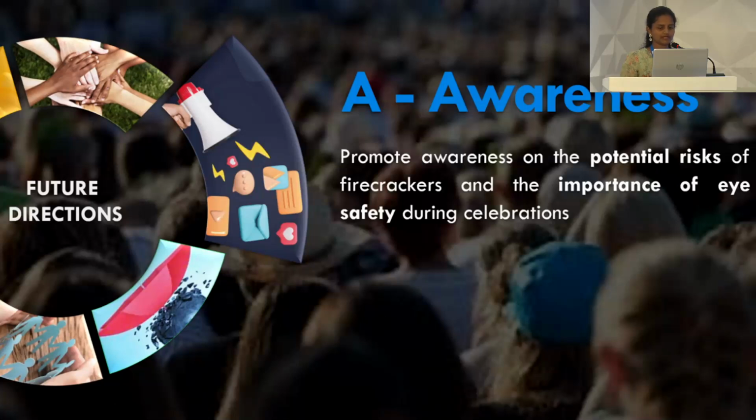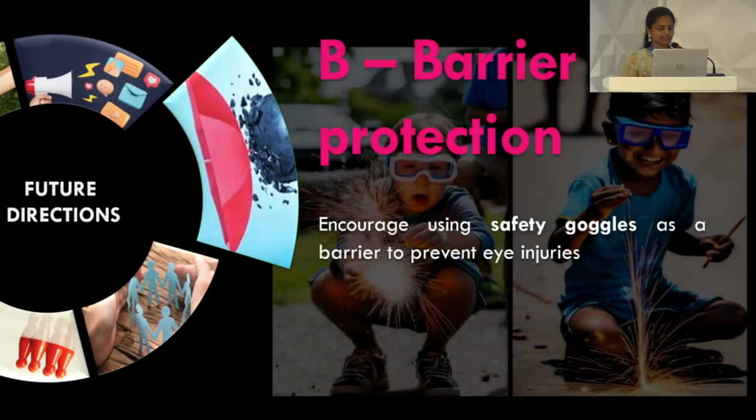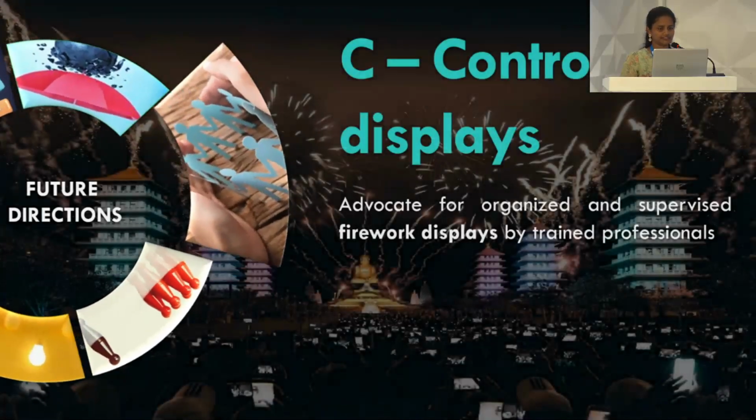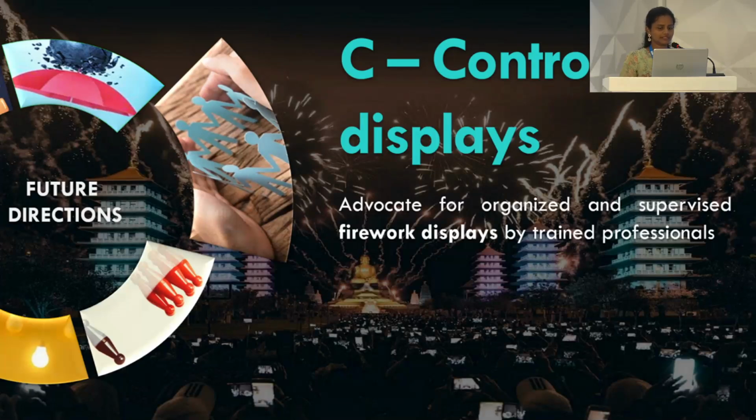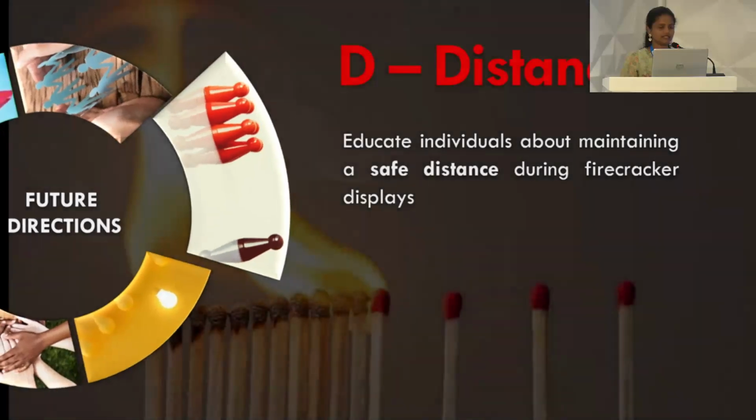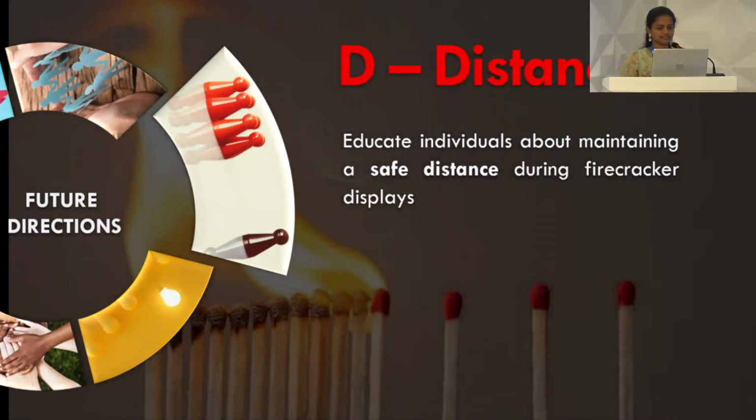Awareness. Promote awareness on potential risks of firecrackers and the importance of eye safety during celebrations. B. Barrier protection. Encourage using safety goggles as a barrier to prevent eye injuries. C. Control displays. Advocate for organized and supervised firework displays by trained professionals. D. Distance. Educate individuals about maintaining a safe distance during firecracker displays.